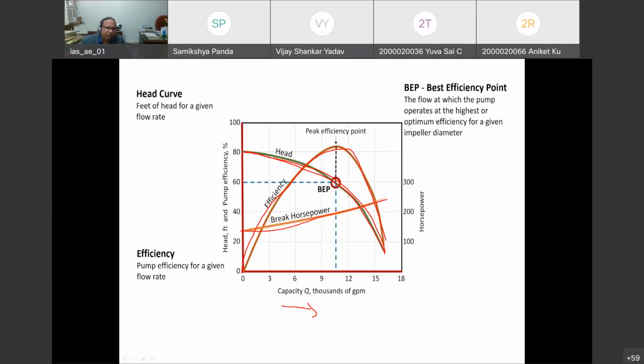So if you see this zone, you can select this point: if the pump operates up to this discharge rate, this will be the efficiency and this will be the head. So the pump will give the maximum benefit, or optimum efficiency. In this way we can recommend what head and discharge combination we can utilize for a centrifugal pump to get the maximum efficiency.